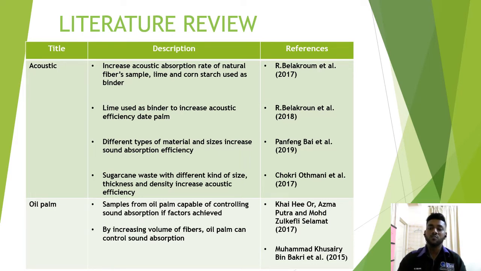Mainly, they use binders such as lime and starch to increase the sound absorption coefficient. Some use different kinds of size, thickness and density to increase the acoustic and sound absorption efficiency. Some use parameters like increasing volume of fiber to control the sound absorption.